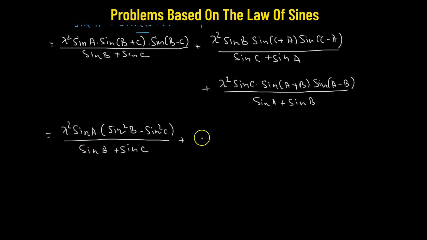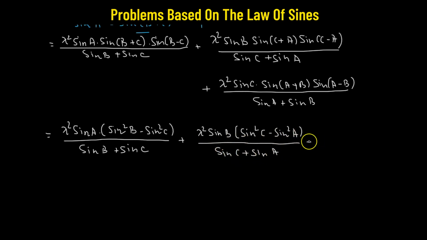Then coming to the next term, we have lambda squared multiplied to sine B, and the product sine of C plus A times sine C minus A. So that is the expansion of sine squared C minus sine squared A, whole divided by sine C plus sine A. And then in the third term, we're going to have lambda squared times sine C, and the product sine of A plus B times sine of A minus B. So that will be sine squared A minus sine squared B, whole divided by sine of A plus sine of B.